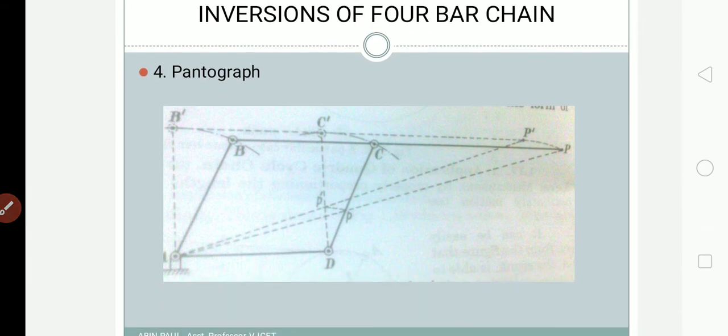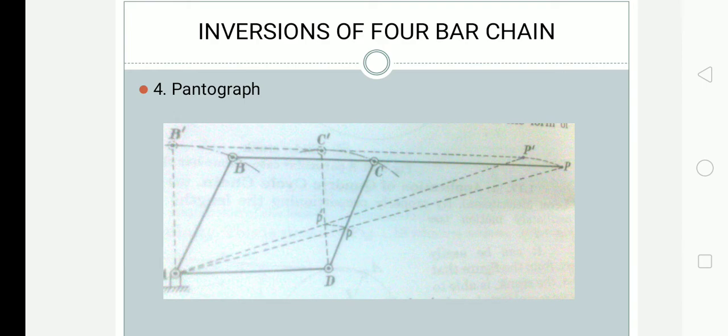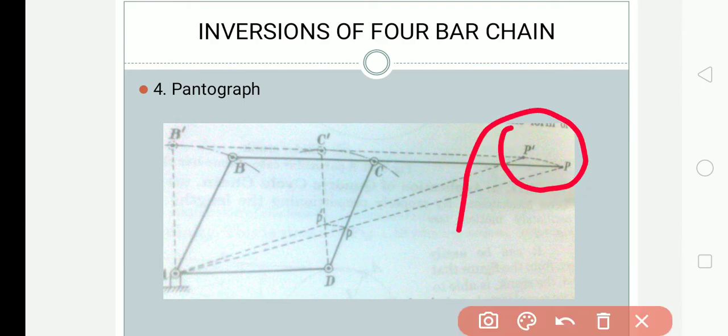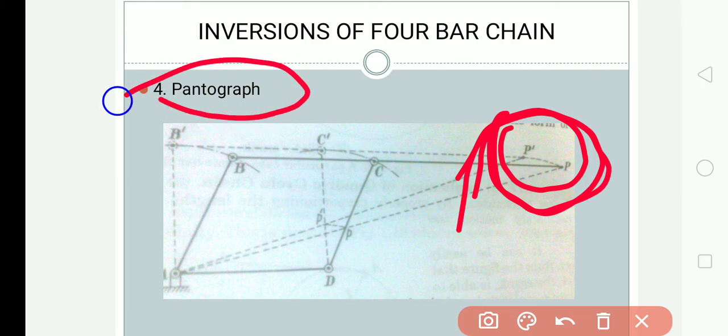Here also the output element is P, and you can see the point P will move over the path P dash, and the location of the point P will indicate some value, either pressure or fluid level, whatever it may be. That is, the output we will obtain from the location of the point P. P will move over the curve P dash. In order to obtain this motion of P dash, we use the pantograph mechanism.